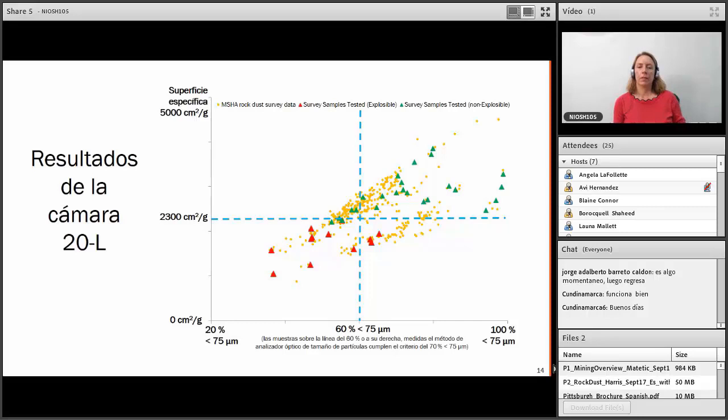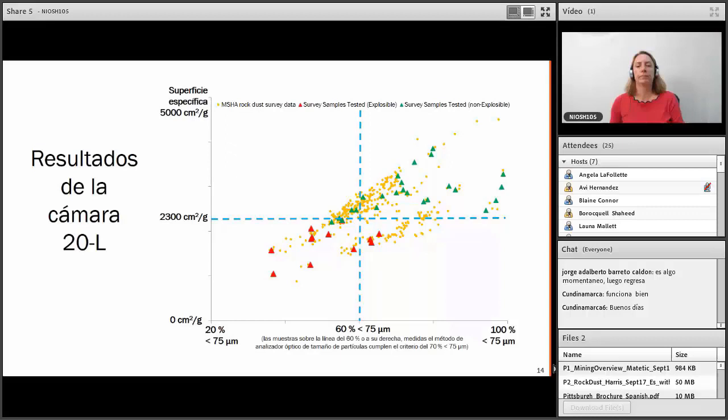The reason for this is that it is a coarser dust, with the fine material removed. When looking at the specific surface area, as you can see, at 2300 centimeters squared per gram, all samples tested in our 20 liter chamber inerted above the horizontal line.